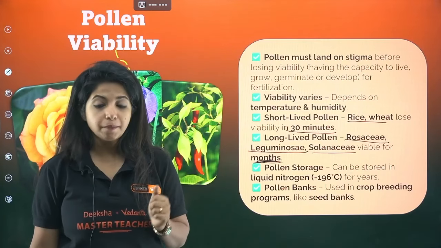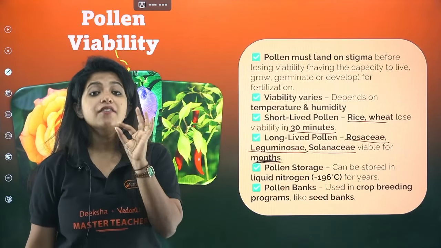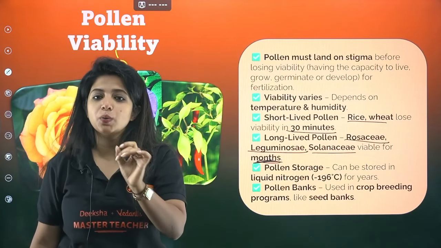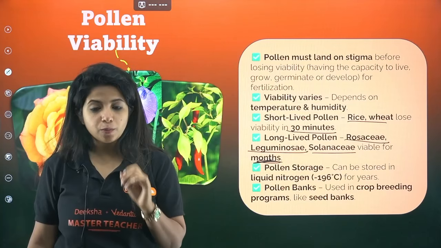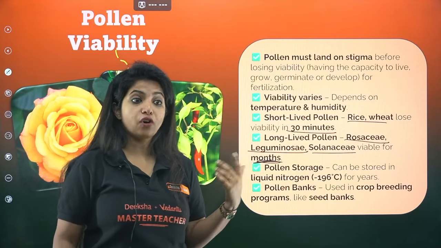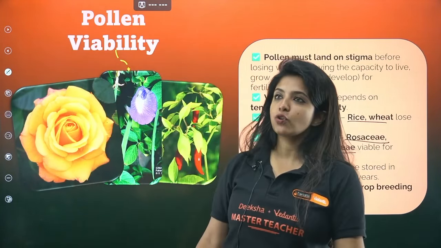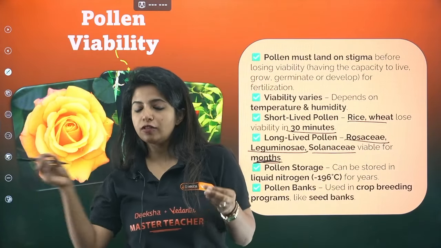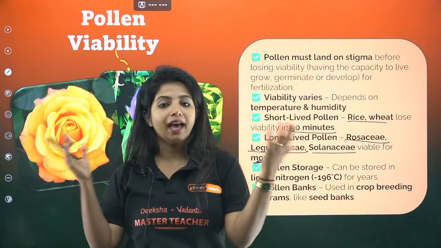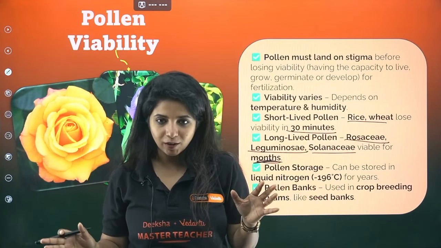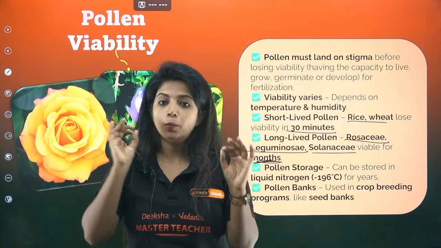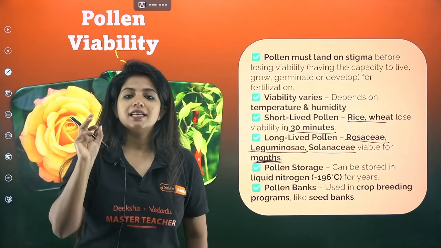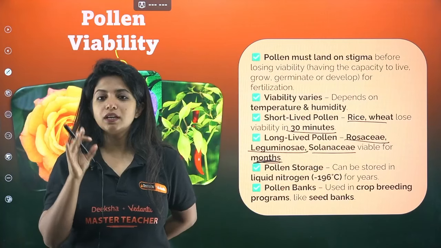Now the pollens can be stored also. Do you know that? Pollens can be stored, and this is known as cryopreservation. Whenever you are storing this in liquid nitrogen at minus 190 degrees Celsius, this is known as cryopreservation, and you can use this for crop breeding programs. Later on, if one plant is extinct or endangered, you can store them and take the pollen grains and fuse them with the female gamete. Please remember that also. So pollen viability is the ability to grow, germinate as well as do the process of fertilization. Some of them have less viability, 30 minutes only, for example rice and wheat.